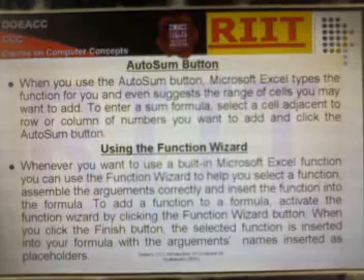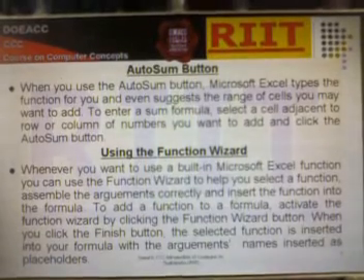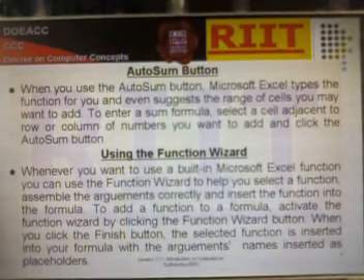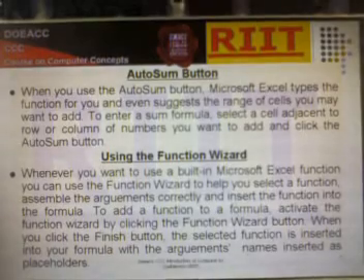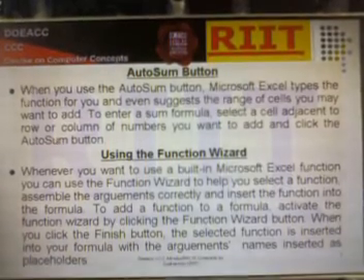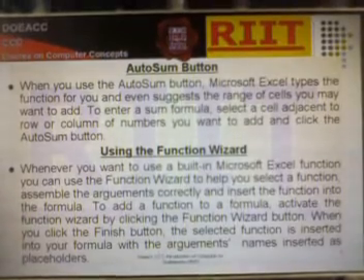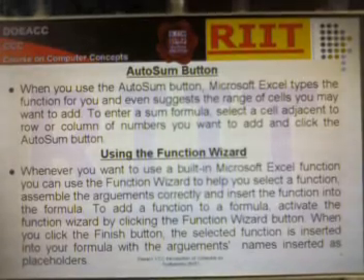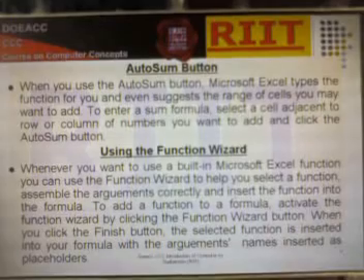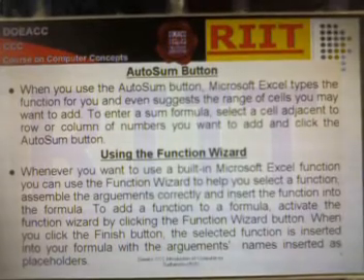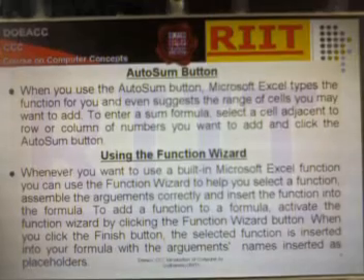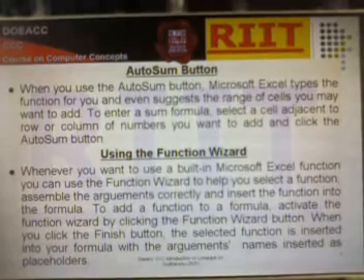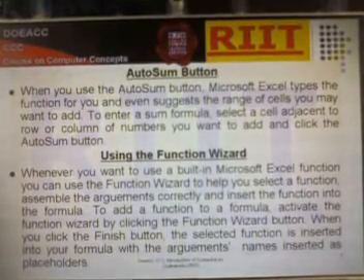Using the function wizard: whenever you want to use a built-in Microsoft Excel function, you can use the function wizard to help you select a function, assemble the argument correctly, and insert the function into the formula. To add a function to a formula, activate the function wizard by clicking the function wizard button. When you click the finish button, the selected function is inserted into your formula with the argument names inserted as placeholders.